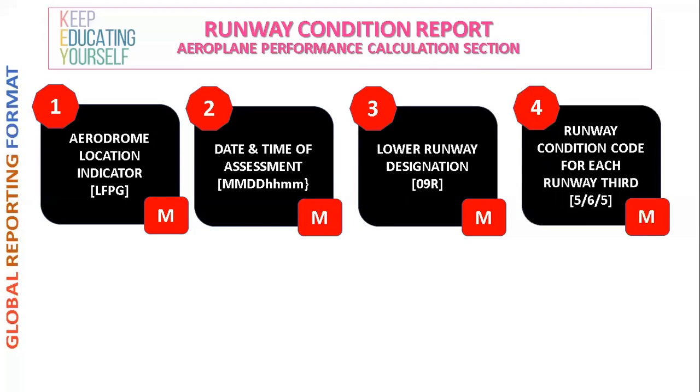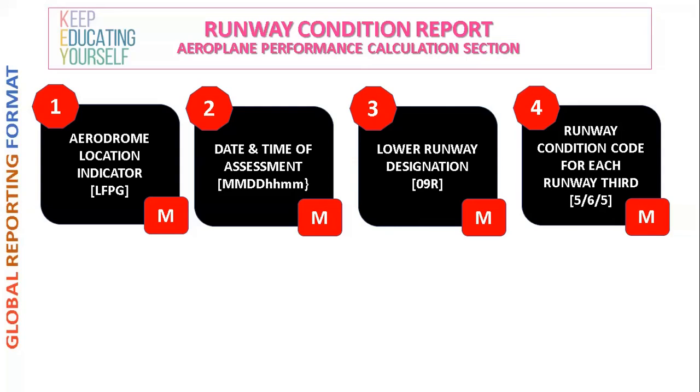Then the fourth element. The fourth element of the first section of the runway condition report, that is the aeroplane performance calculation section, is the runway condition code. I say again, it's the fourth element. It's the runway condition code for each runway third. For example, I have shown here 565. Now how to calculate this? We will take help of some tables. This is again mandatory.